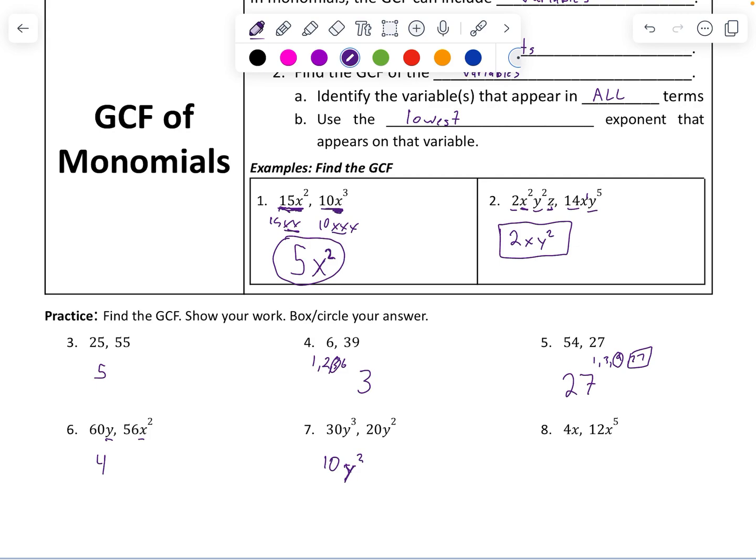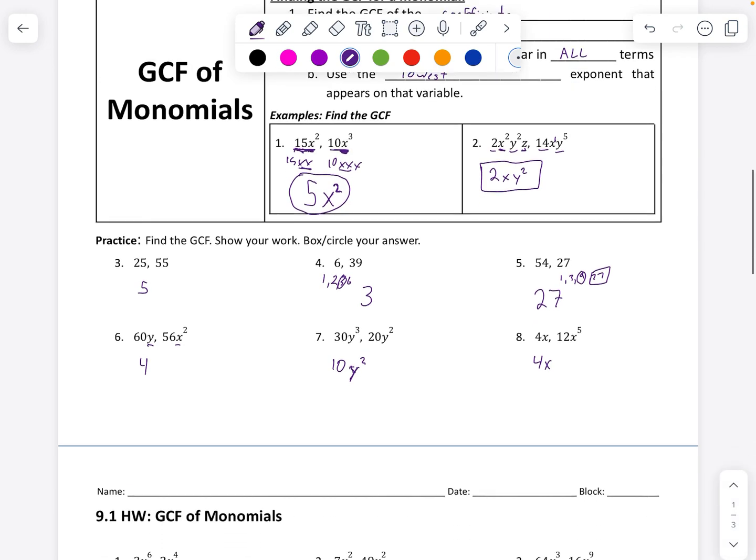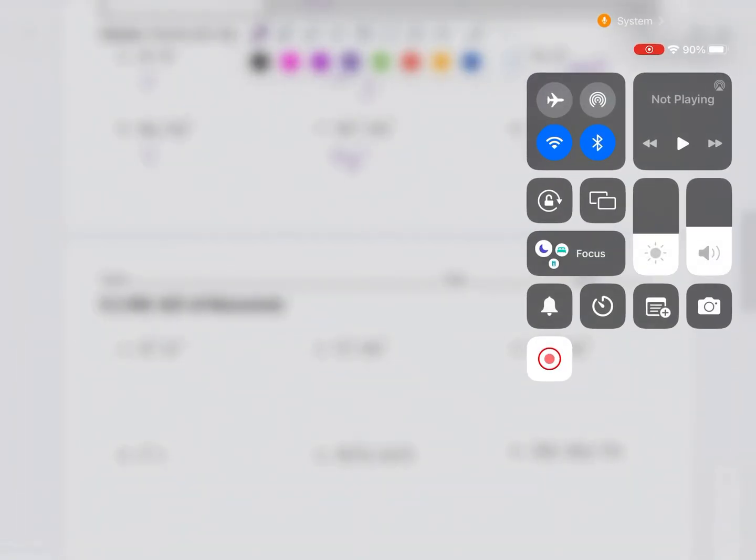And then 4x and 12x, 4 goes into 4 and 12. They both have an x in common. 1 is the lowest exponent, so that is 3 through 8. And I wish you the best of luck in completing the rest of them, and come to class prepared with questions tomorrow.